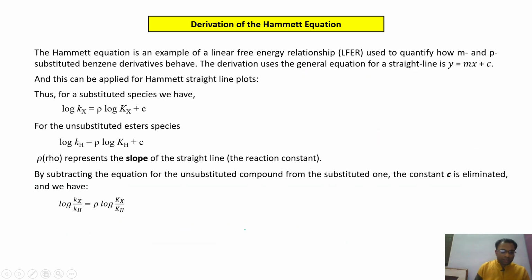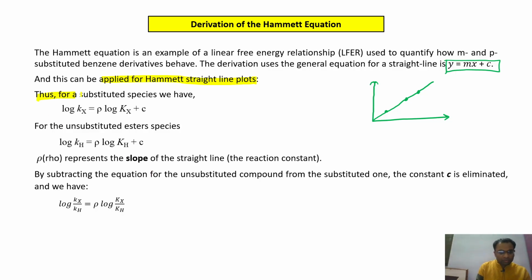Next is the derivation of the Hammett equation. First, I am repeating again, this Hammett equation is only applicable for the meta and para substituent, as it shows the straight line relationship. And as we have a straight line, we can derive this Hammett equation using the straight line equation, that is y is equal to mx plus c. The same straight line relationship is applied for the Hammett straight line plot.